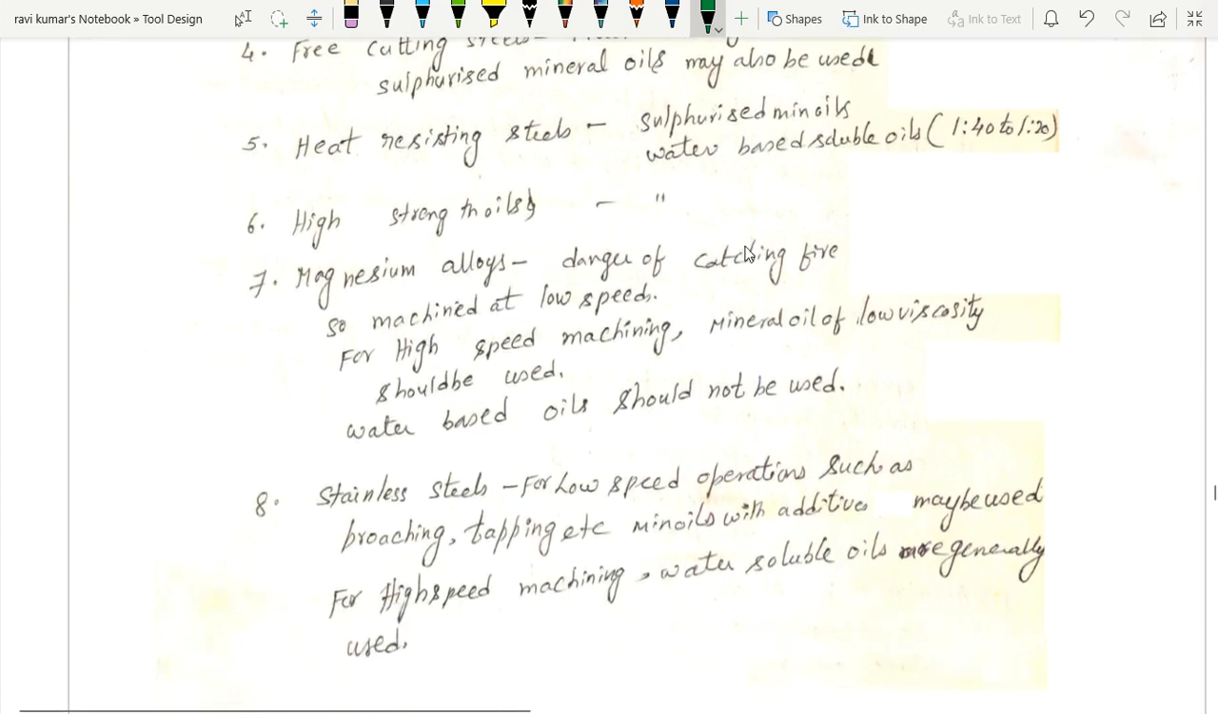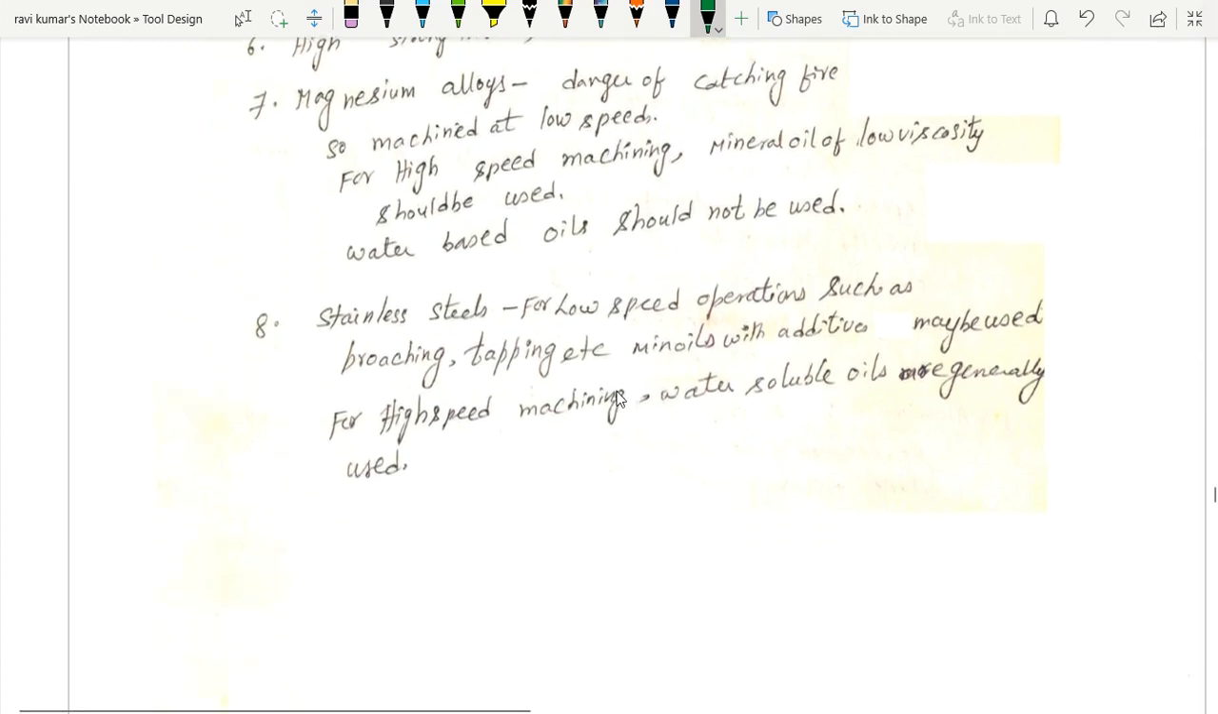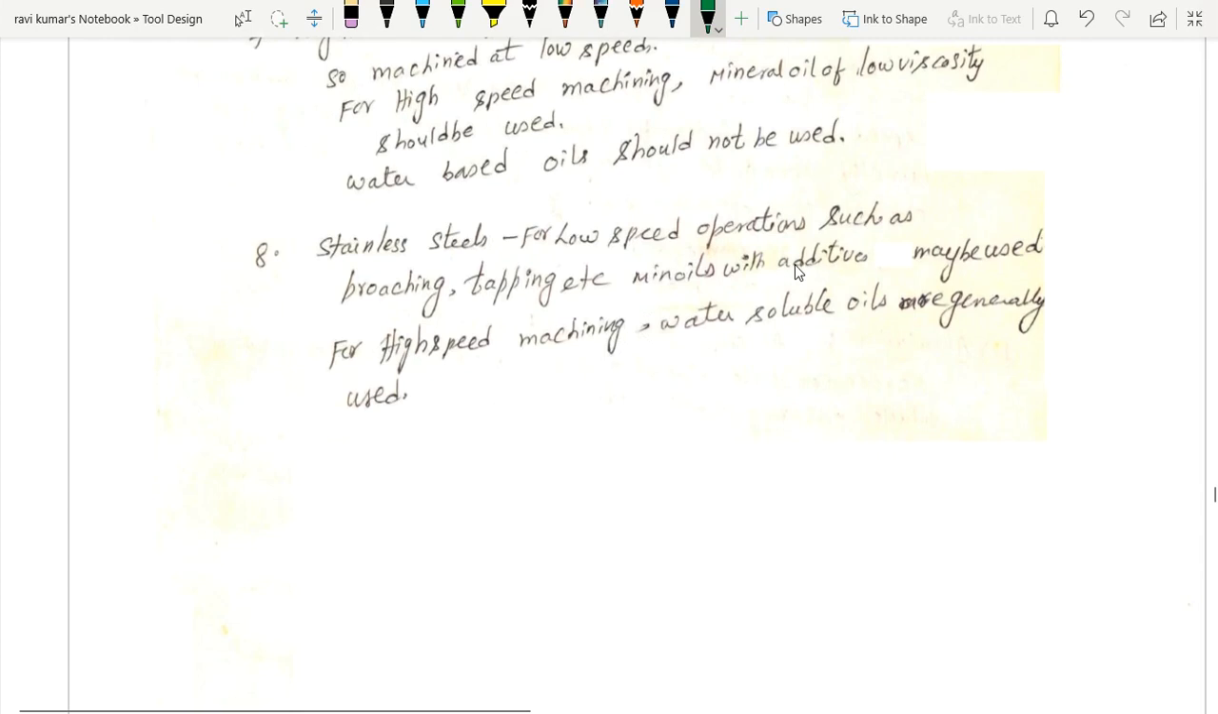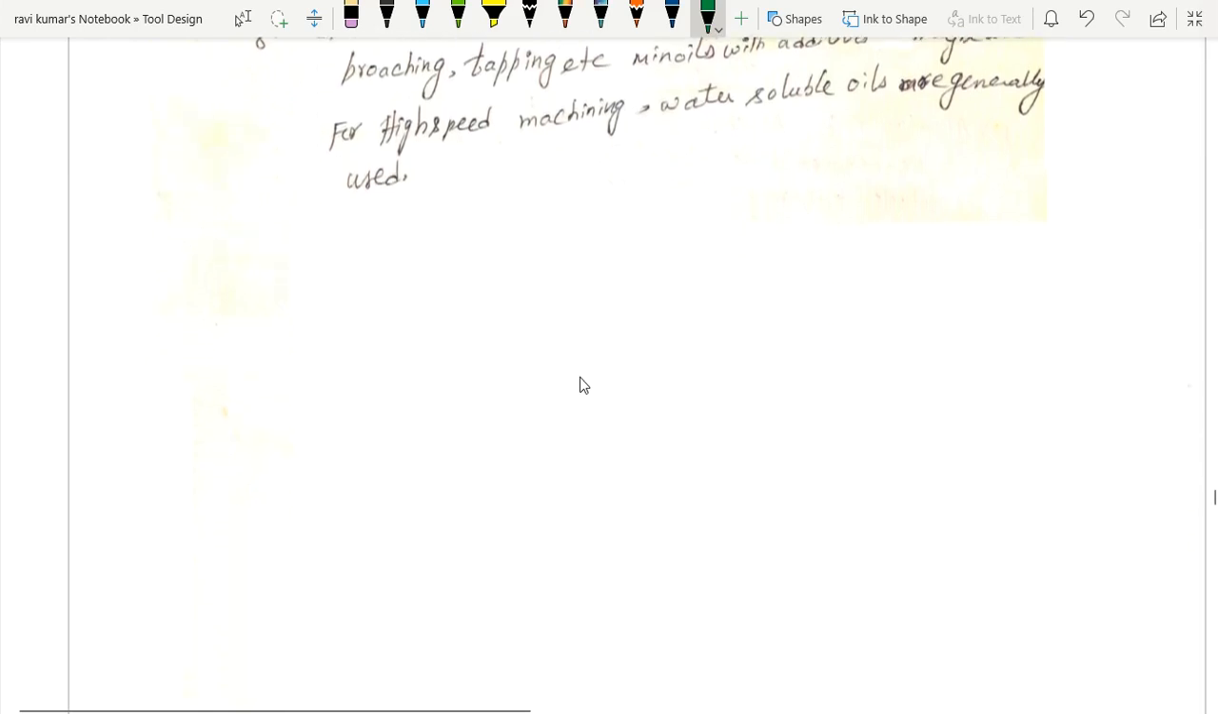Magnesium alloys, there is always danger of catching fire, so I have to cut it only at high speed. Mineral oils of very low viscosity shall be used. Water oils should not be used. Stainless steel, low speed operations, broaching, tapping, mineral oils with additives. High speed operations, we can go for water soluble oils.